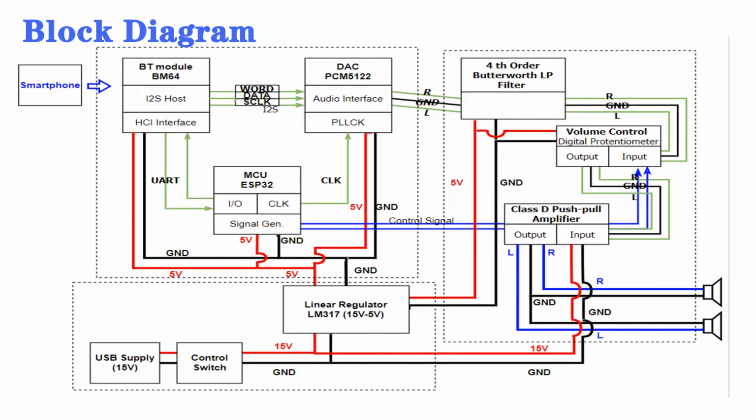As you can see in the figure, we have Bluetooth module, DAC, MCU, filter, Class D amplifier, and volume control. In Sprint 1, we will show you the details we designed.